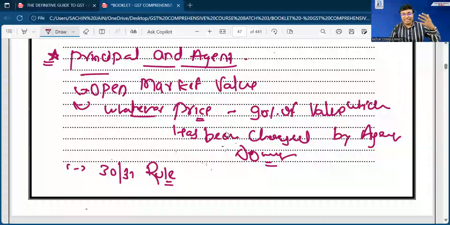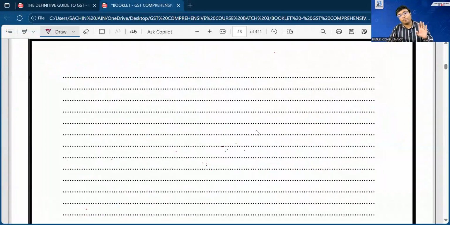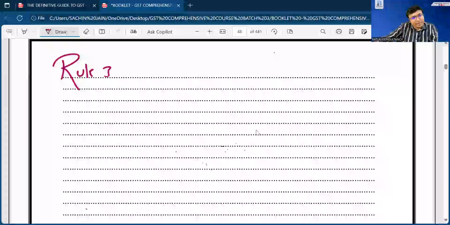So manipulation areas are possible in case your price is not the sole consideration, in case of related party, distinct person, in case of principal and agent. Okay, and we have learned a very specific thing that, sir, if rules 27, 28, 29 are not able to decide the value of supply, in that case you can refer to rule number 30 and 31.